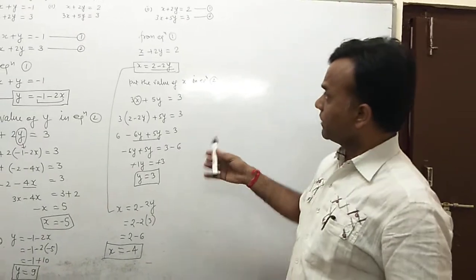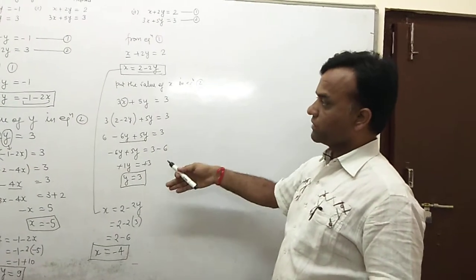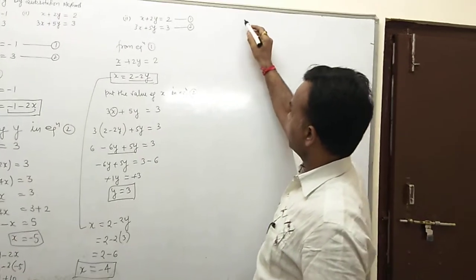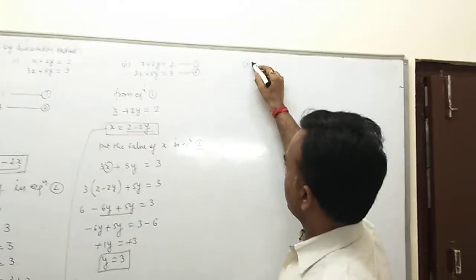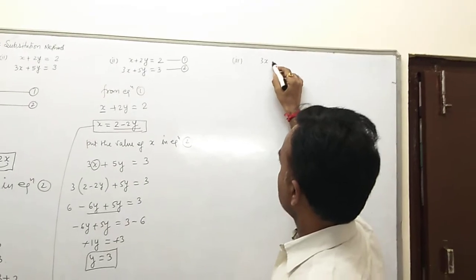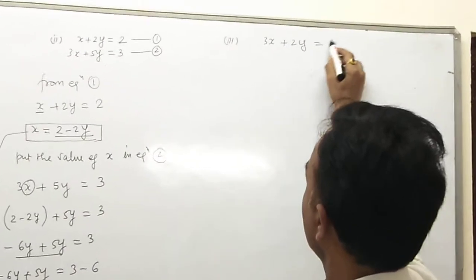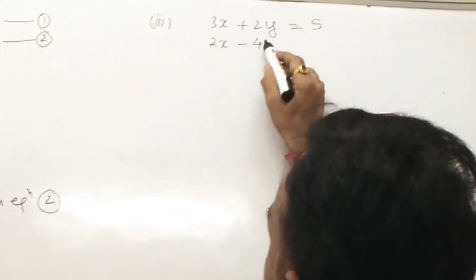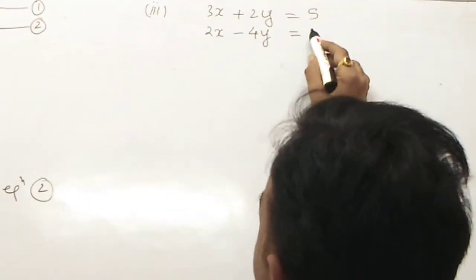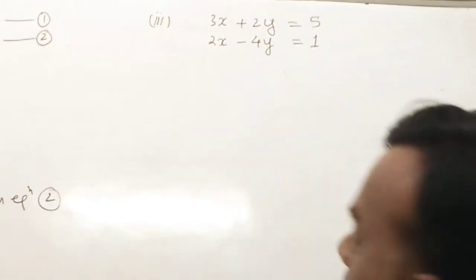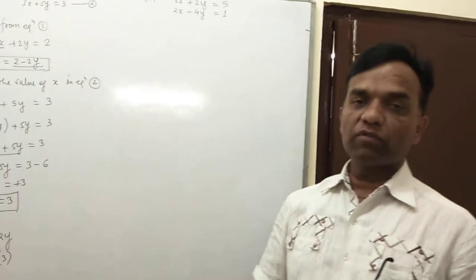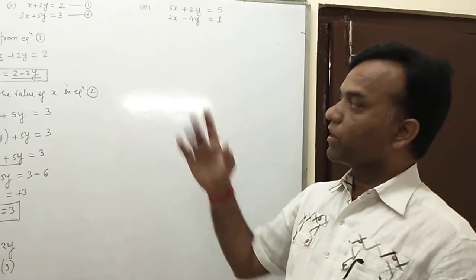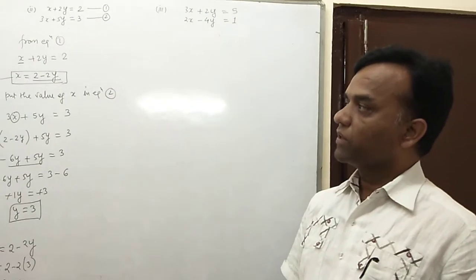Okay, so now we have another example. These two questions were very easy. Now we try the third: 3x plus 2y equal to 5 and 2x minus 4y equal to 1. Now, in both equations we have a variable whose coefficient is 1, because that is easy going, we don't have fraction values, and then the calculation is very easy.